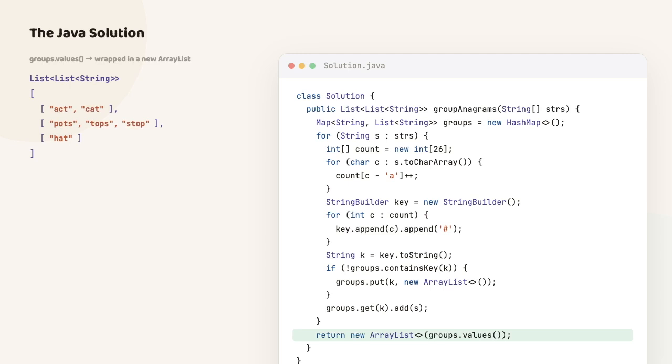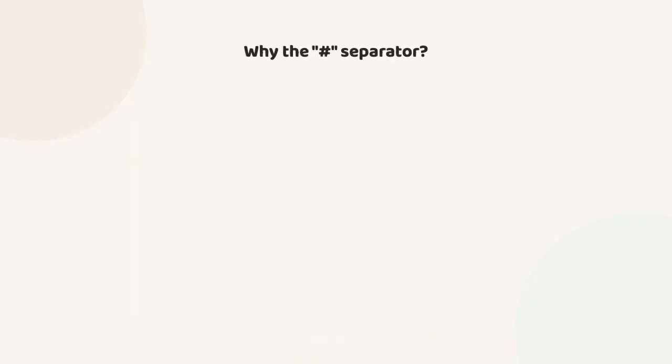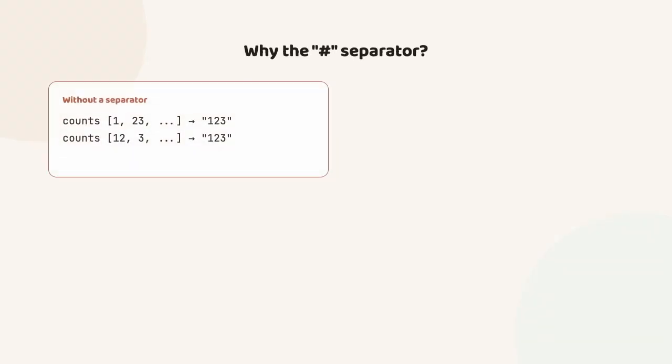Now let's explain why we use a hash separator. Suppose one anagram has a count of 1 for A and 23 for B. Simply concatenating those numbers gives us 123. Now suppose a different anagram has a count of 12 for A and 3 for B. Concatenating those also gives us 123, the exact same string, even though the underlying counts are completely different. Both anagrams would end up mapped to the same key. That's a collision, and that's exactly what we want to avoid.